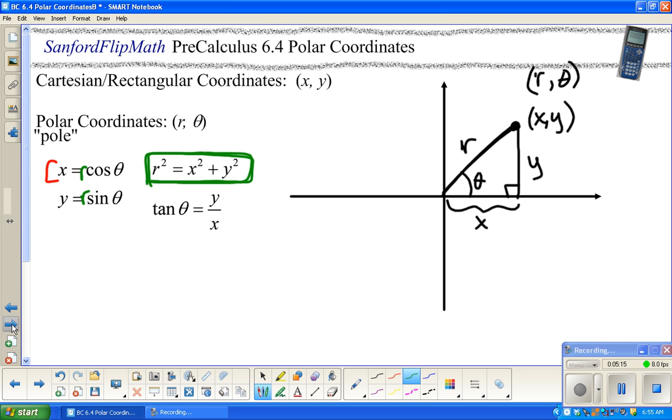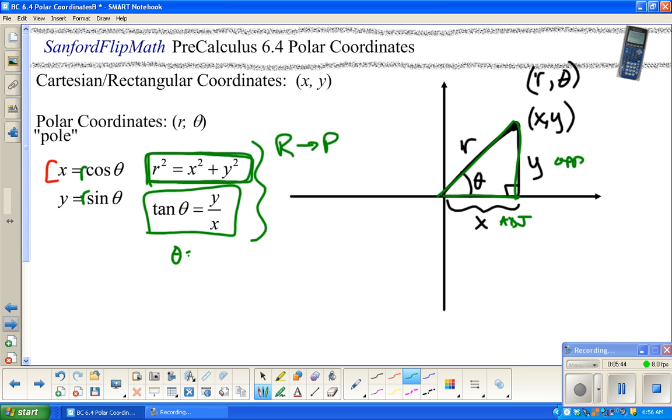You're familiar with the Pythagorean theorem. You've been doing this forever: x squared plus y squared equals r squared. And tangent of theta is opposite over adjacent, so no shock, y over x. These are typically used when going from rectangular to polar. If you want to know r, then x squared plus y squared equals r squared. If you want to know theta, start out with y over x and then take the inverse tangent. So theta is typically inverse tangent of y over x, but then you have to ask the quadrant question: what quadrant am I in?